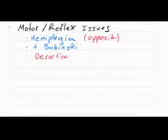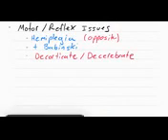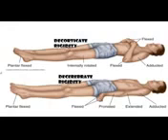Other motor issues that the patient can experience can be decorticate and decerebrate. These are very important to know. Make sure you remember that decorticate is when the patient flexes inward, and decerebrate is when the patient extends outward.